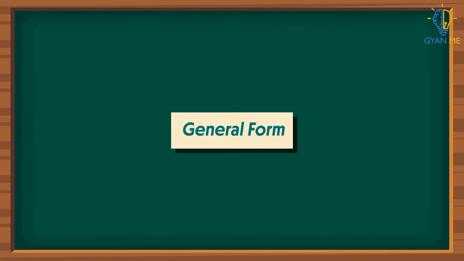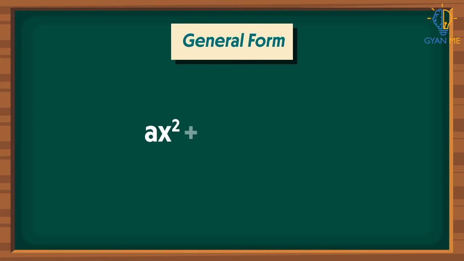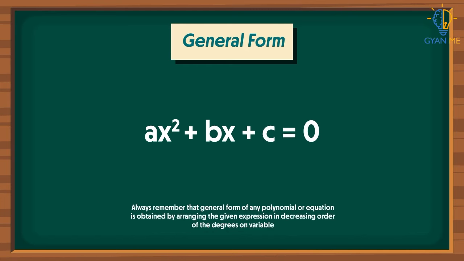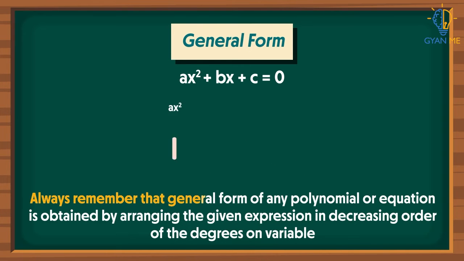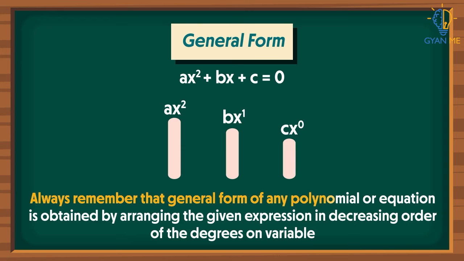Students, general form of quadratic equation is ax square plus bx plus c equal to 0. Always remember that general form of any polynomial or any equation is obtained by arranging all its terms in the decreasing order of the degrees on the variable in the given expression.